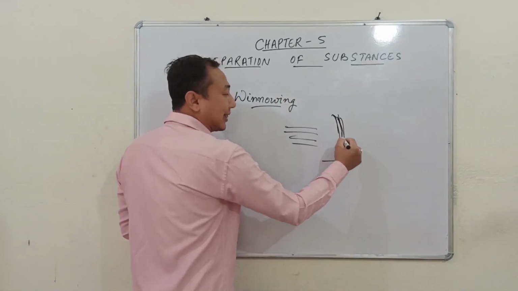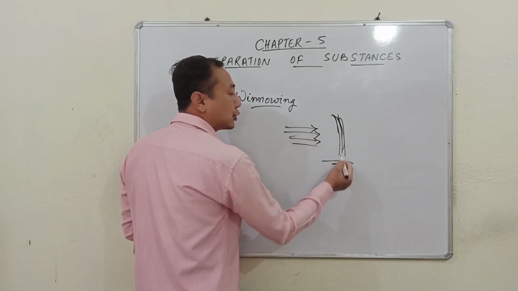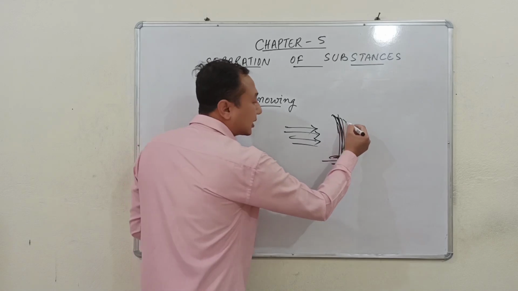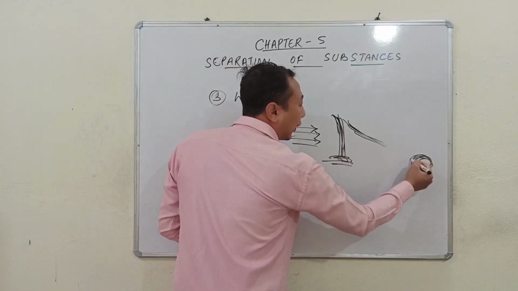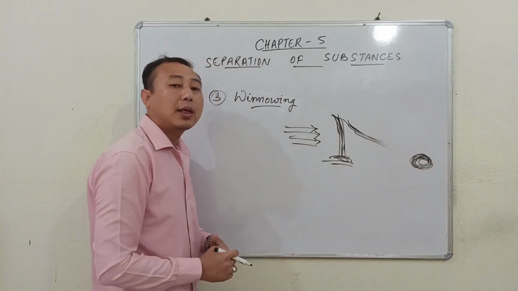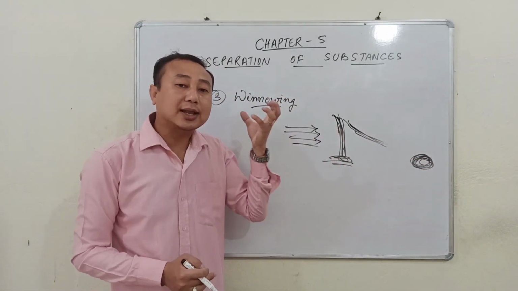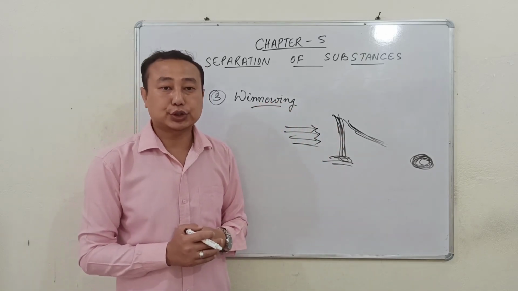During this process, the heavier particles will not be blown by the wind. Due to that reason, they fall directly on the ground, while the lighter component gets blown away by the wind and falls somewhat far away from the heavier particles. In this way, the heavier particles and the lighter particles of a mixture can be separated with the help of the winnowing process.